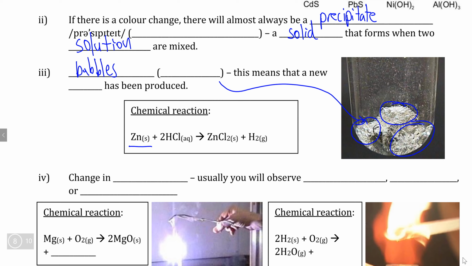These bubbles indicate that a gas has formed that did not used to be there, and the gas that we make is actually hydrogen gas, which is exactly what we would expect, because gases don't tend to stay in liquids. They tend to rise because they have a lower density. So if we see bubbles, that means that a gas has been produced that did not used to be there.